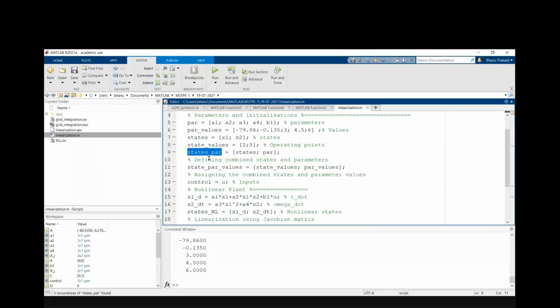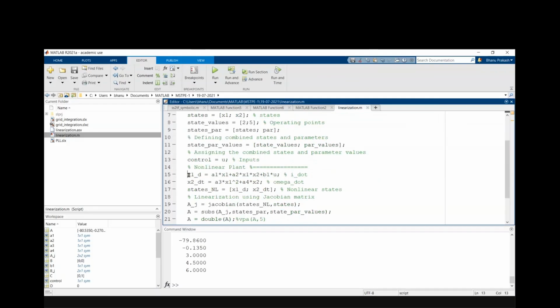Now, what I have to do is place the values. If you take the states and parameters, your states are x1, x2, your parameters are your constant matrices, whatever that are there, but in symbolic form. So that is your state part. What about state part values? I just have to place those values instead of that. So at a later stage, I'm going to equate this. What is my control? My control is your input u.